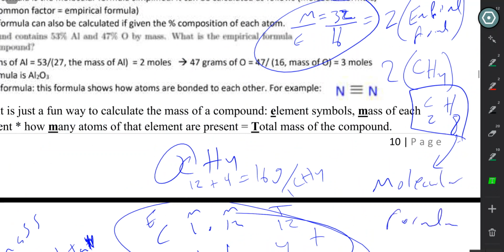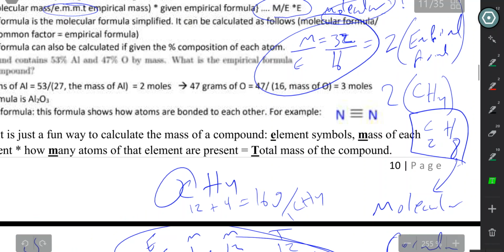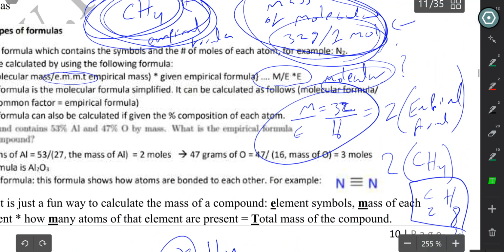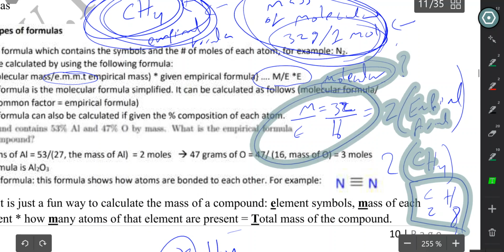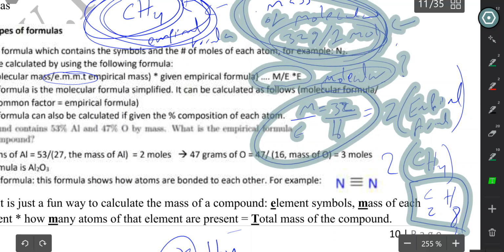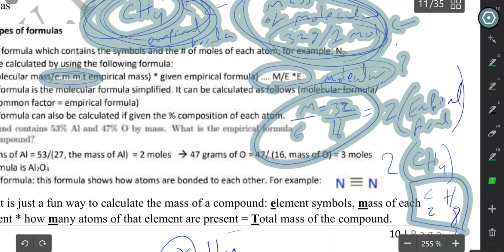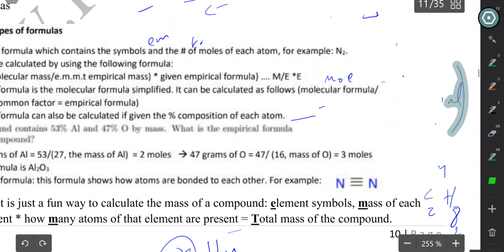That's really all that is. So that's how you figure out what your molecular formula is if given your molecular mass and given your empirical formula. To go backwards, meaning to find the empirical formula from the molecular formula, all you have to do is divide by the greatest common factor.